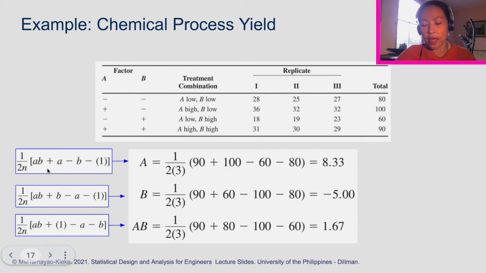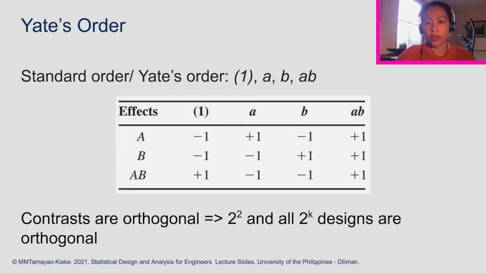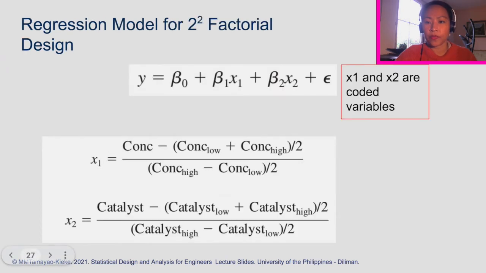So note that ab and a have positive signs, b and 1 have negative signs. Okay, so let's go back to the Yates order. Both a and b have positive signs, and then 1 and b have negative. So this can basically help you in setting up the expression for the contrast corresponding to the different effects.